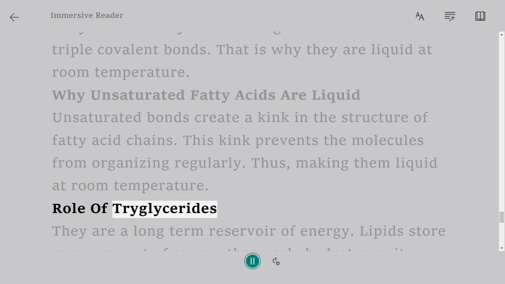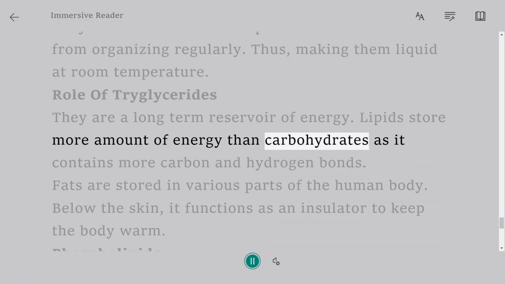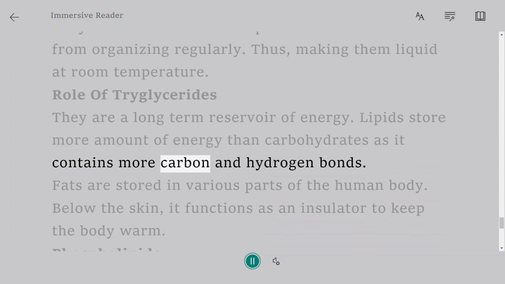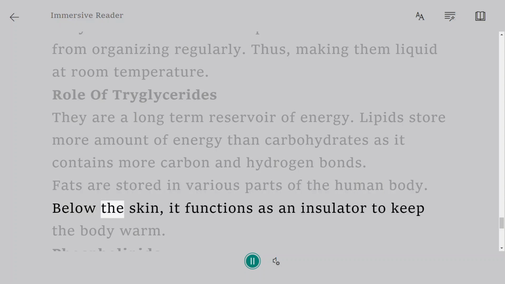Role of triglycerides. They are a long-term reservoir of energy. Lipids store more energy than carbohydrates as they contain more carbon and hydrogen bonds. Fats are stored in various parts of the human body. Below the skin, it functions as an insulator to keep the body warm.